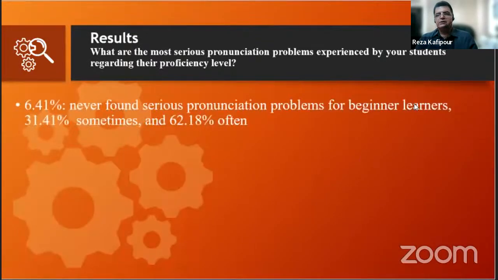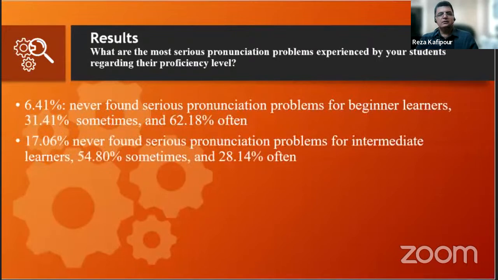As you see here, for beginner learners, 6% never found serious pronunciation problems, while 31% believe that sometimes, and 62% believe that they often found serious pronunciation problems for beginners. While for intermediate learners, it was 17% for never, 54% for sometimes, and 28% for often finding serious pronunciation problems.